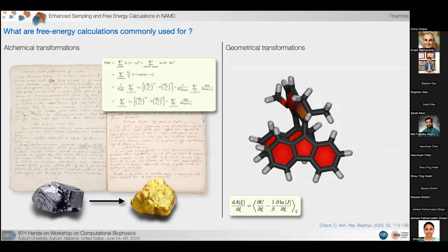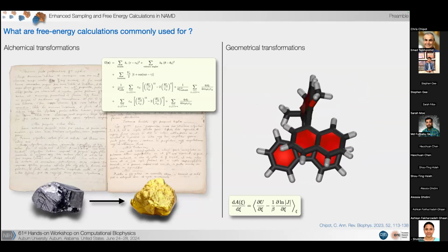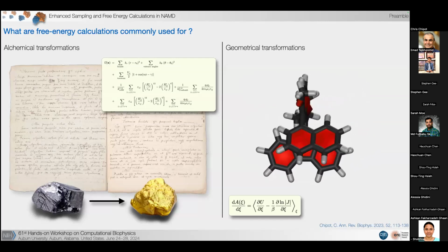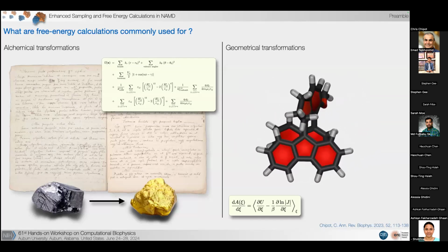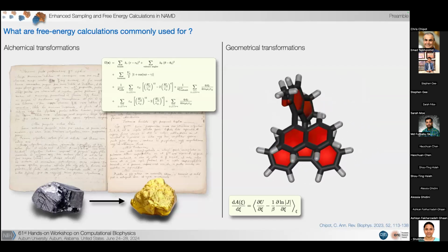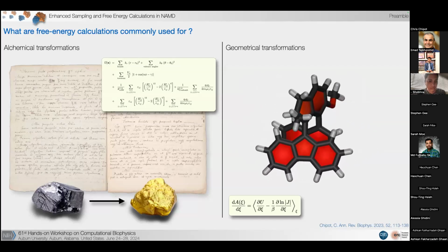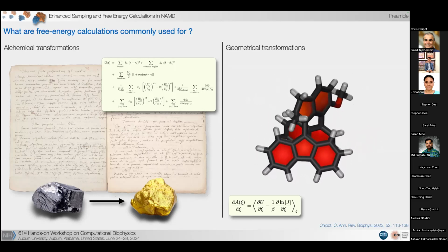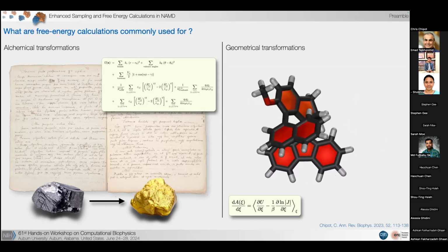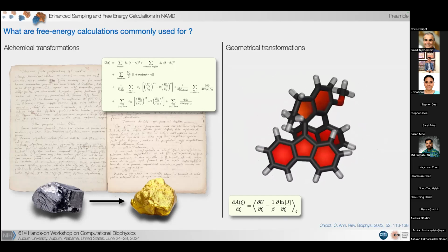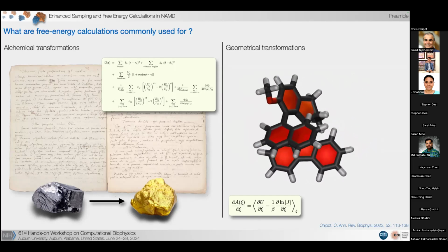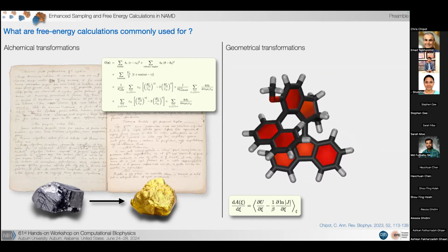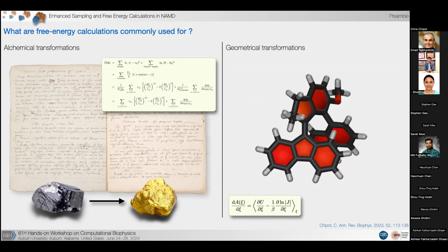I like to classify free energy calculations in two categories, and this is my choice. You don't need to follow this choice, but I like to consider alchemical transformations, in the spirit of the legendary alchemist transforming lead into gold. And we can do that because we have a potential energy function, and we can play with this potential energy function as we see fit, playing with the charges, playing with the van der Waals radius.